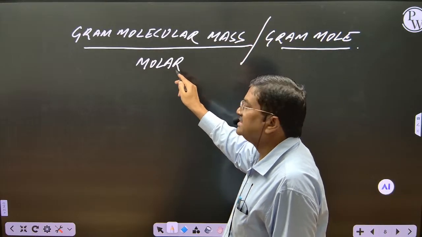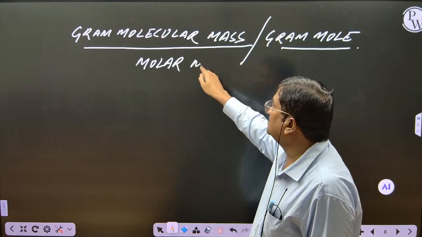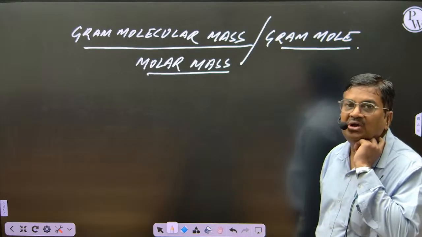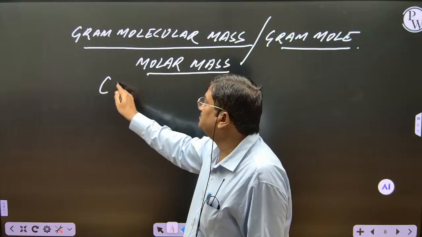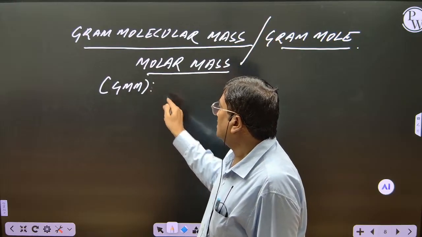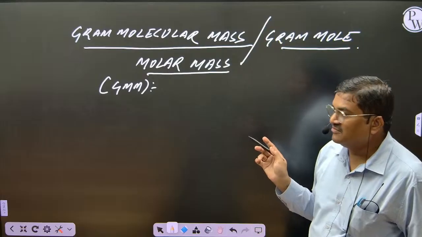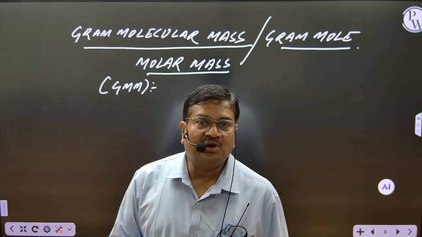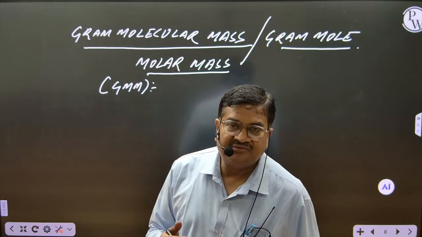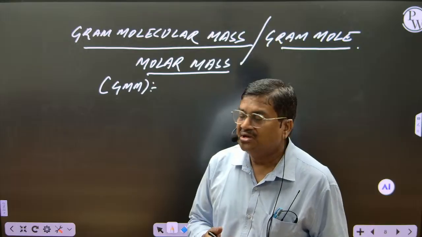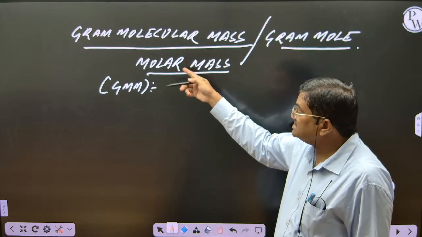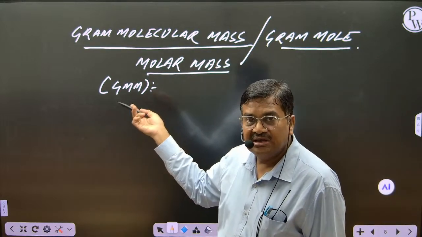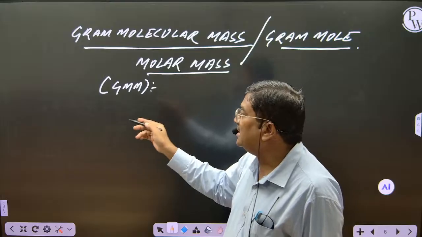Just like atomic mass, gram atomic mass we learned, so this is what we can call gram molecular mass or gram mole or molar mass, and we abbreviate it as GMM. Now students, what is this gram molecular mass? You remember gram atomic mass, what we defined? Mass of 1 mole of atom, or mass of atom expressed in grams. Same way here, mass of molecule expressed in grams, or mass of 1 mole of substance, is called gram molecular mass.